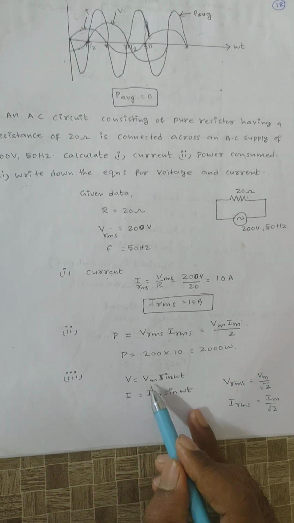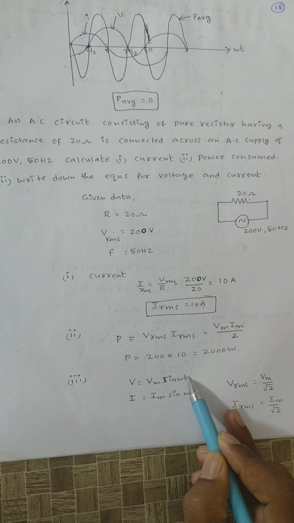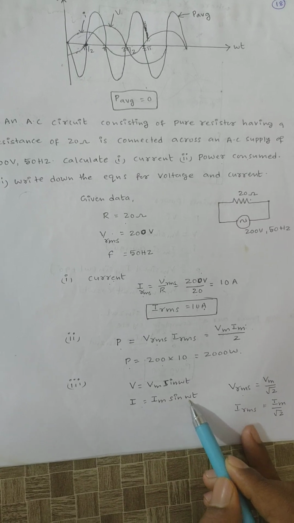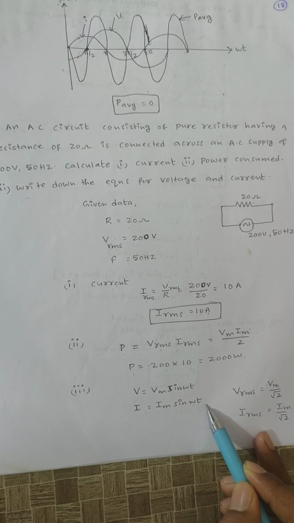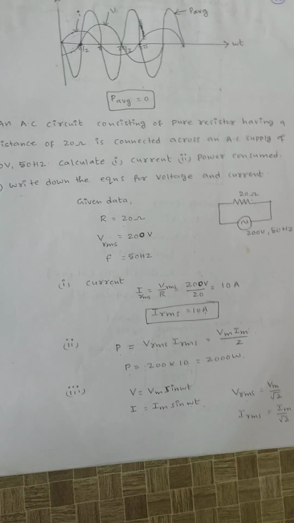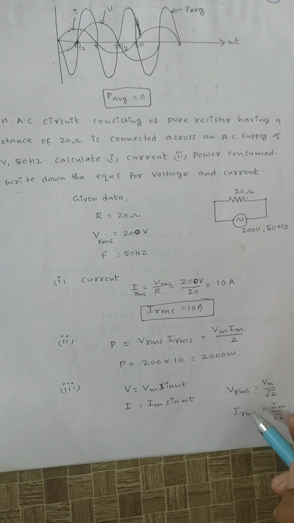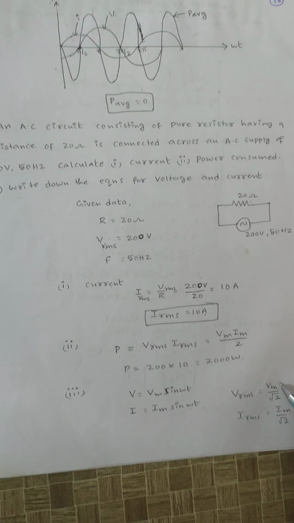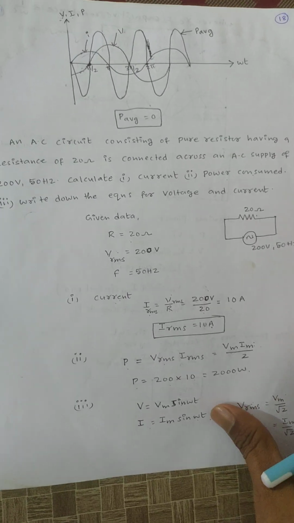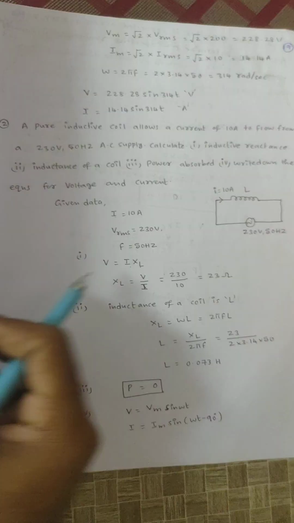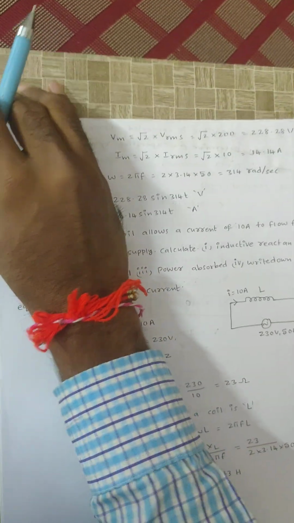See here, the voltage equation is V equals Vm sin omega t. The current equation is I equals Im sin omega t. That means here I need to calculate Vm and Im to write the equations. By using these two formulas, VRMS equals Vm by root 2, IRMS equals Im by root 2. First of all I need to calculate the Vm value and Im value, right?